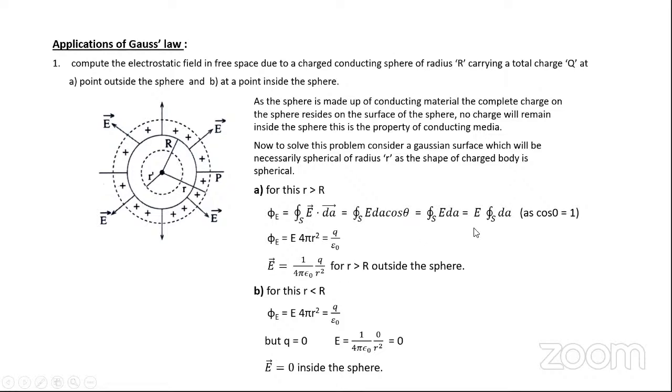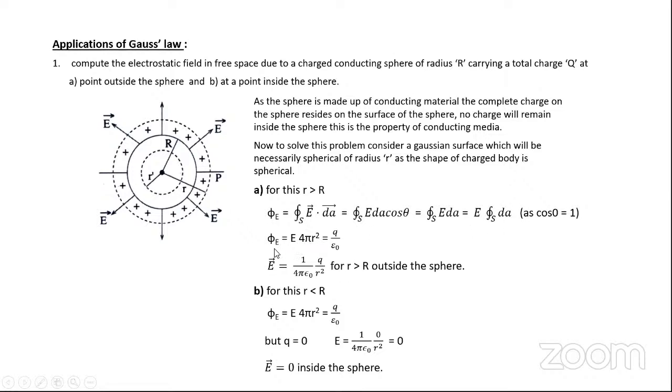So here we have an electric field which is constant, right? So you can take it outside the integration, and what remains is the closed surface integral of dA. What is the closed surface integral of dA? Of course, the surface area of this Gaussian surface. This dotted line is a Gaussian surface, right? So it is 4 pi r square.